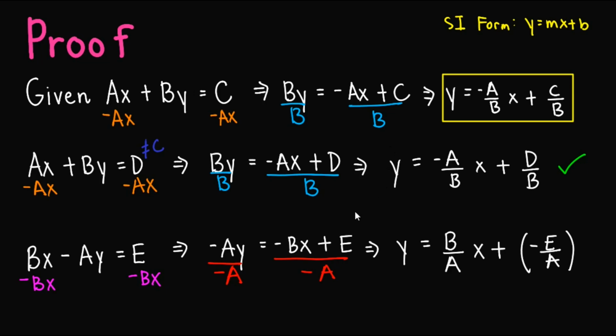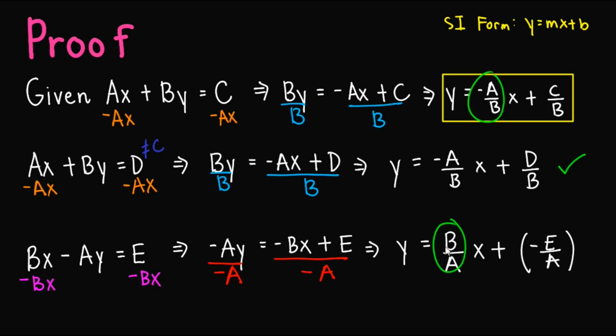Take note that in perpendicular lines, the important thing is their slopes. So let's focus our attention on these two. In perpendicular lines, the relationship of the slopes is negative reciprocal. And this is clearly true in this case, since the negative reciprocal of negative a over b is b over a.